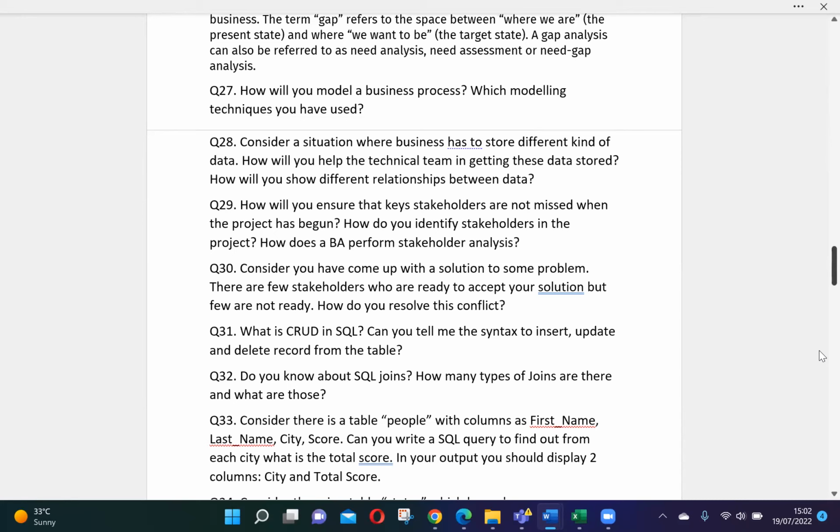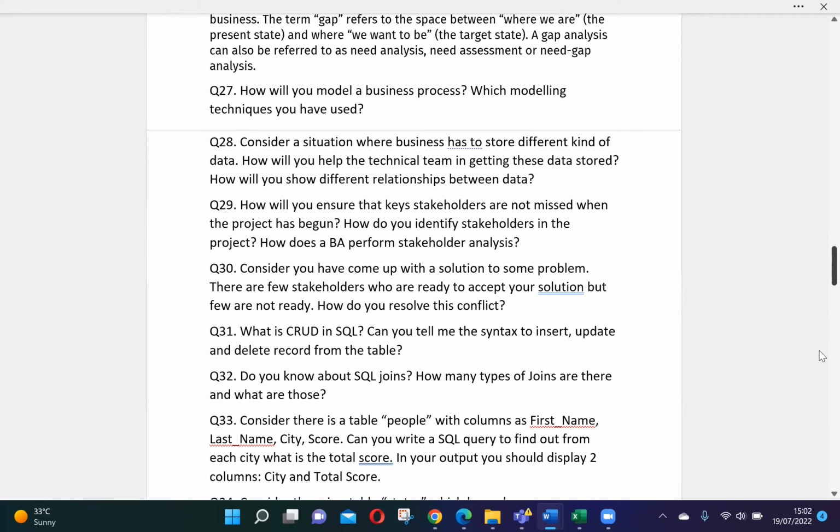How will you ensure that key stakeholders are not missed when the project has begun? How do you identify stakeholders in the project? How does a BA perform stakeholder analysis? So how will you ensure that key stakeholders are not missed when the project has begun?